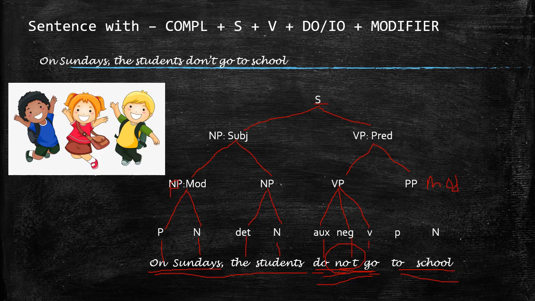The last one we have is the prepositional phrase as a modifier, "to school". "To" is a preposition, meaning "menuju", and "school" is a noun. So we make a line from P to "to" and from N to "school". Yes, that's all about the sentence and the tree structure.